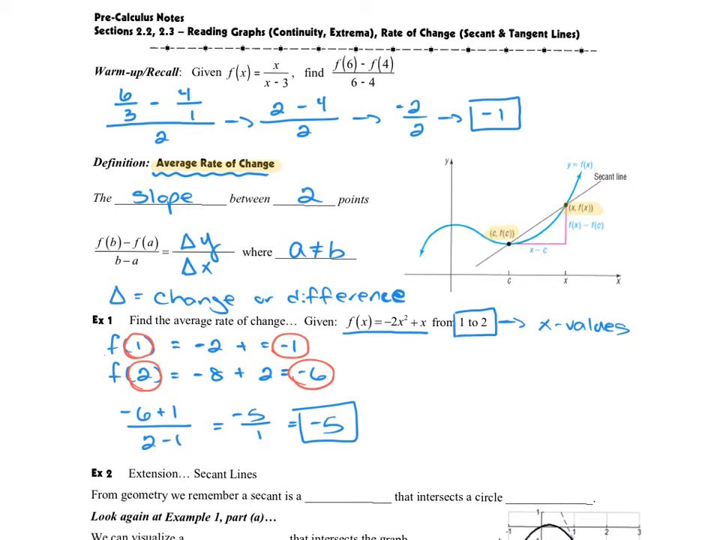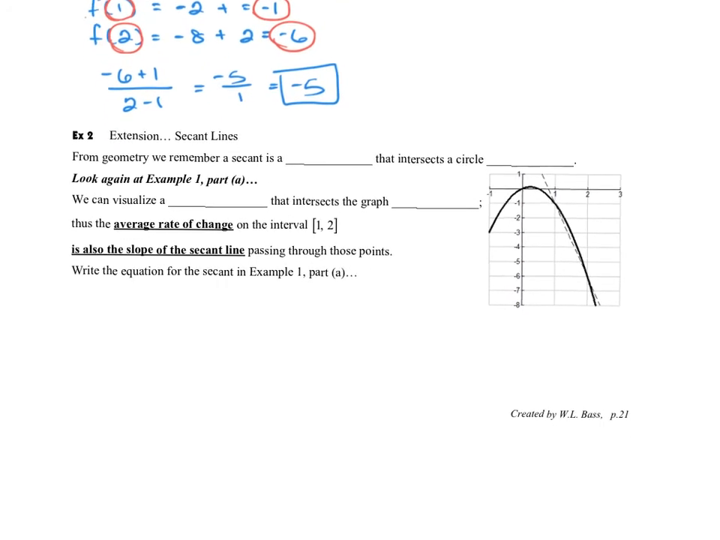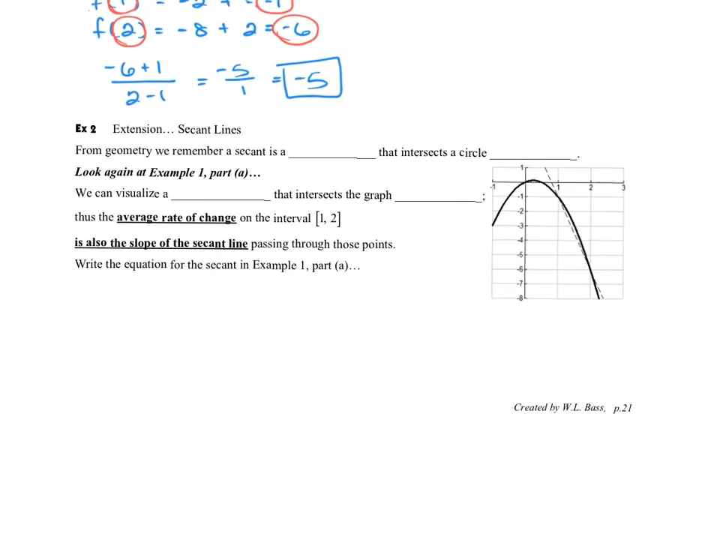Now, let's go ahead and take a look at a secant line, because we're going to apply this idea so you can understand a little bit more what this is actually telling us. So when we think about secant lines in our geometry classes, what we understand from geometry, if we're remembering that definition, is that a secant is a line that's going to intersect a circle specifically twice. So what we're going to do is just think of a secant as a line that intersects a graph twice.